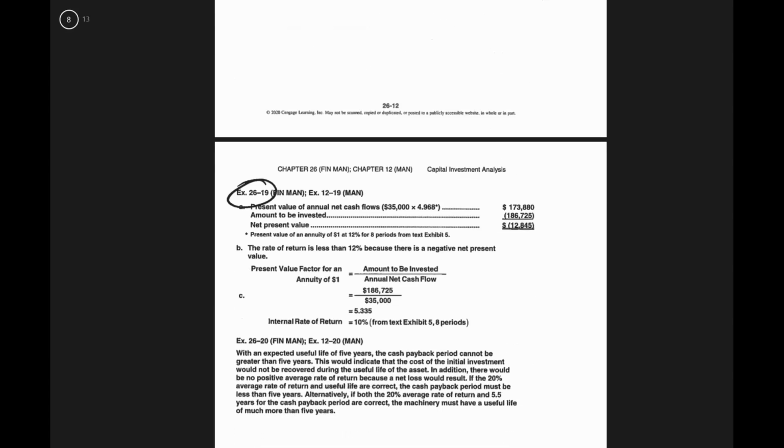All right, so number 19. First, letter A, it says, compute the net present value. The present value of these cash flows, $35,000 every year. Going to the table on Exhibit 5 again, which is on page 1319, we are looking for 8 years at 12%. So 12%, drop it all the way down to 8 periods, is 4.968. Make sure you take the time to look at these exhibits and use these charts so that when we get to the test, you're familiar with them.